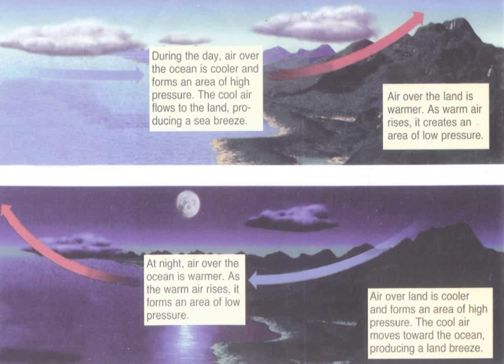Let's see during the night. At night, air over the ocean is warmer. As the warm air rises, it forms an area of low pressure. Air over the land is cooler and forms an area of high pressure. The cool air moves toward the ocean, producing a land breeze. So the effects of the day and of the night are opposite of each other.